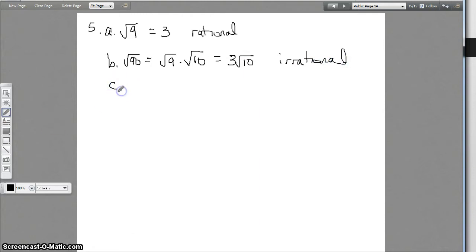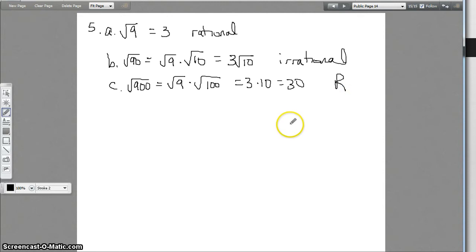Okay, now let's look at part C. Part C is the square root of 900. That's the same as the square root of 9 times the square root of 100. The square root of 9 is 3. The square root of 100 is 10. That's 30. That's rational. I'm just going to put a capital R because I'm lazy. So my capital R means rational.